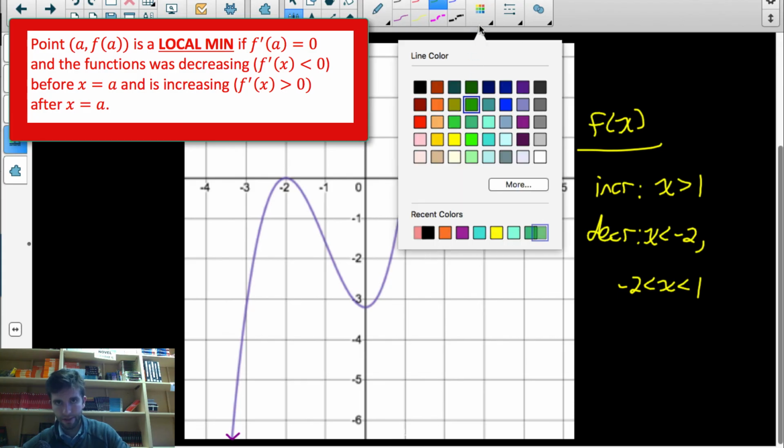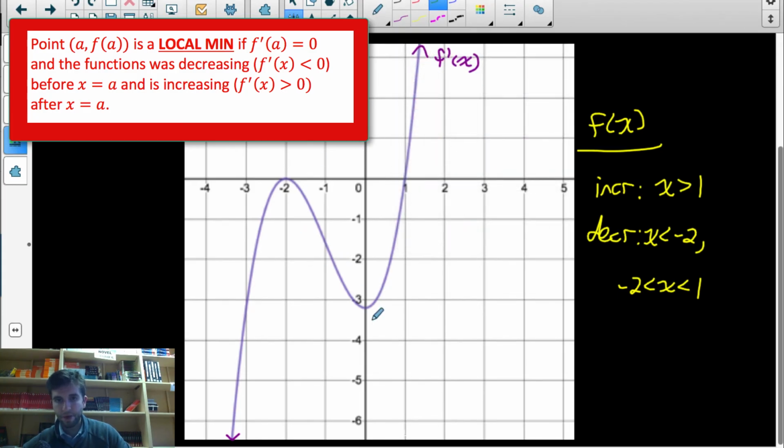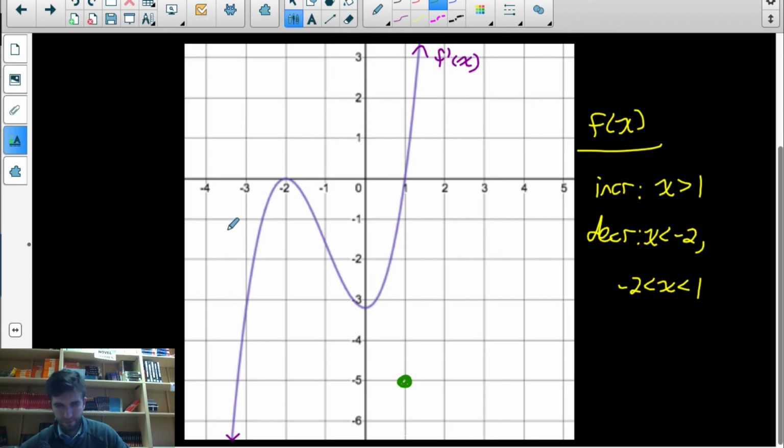So I'm going to use green again here. I know that there's going to be a minimum point at an x value of 1. I don't know where that min point is going to be, but I know there's going to be a min point at an x value of 1 somewhere. And I know at -2 there's a horizontal tangent because the derivative is 0. So somewhere at -2 there's a horizontal tangent. I'm just going to plot a point here. I don't know how high or low that point is.